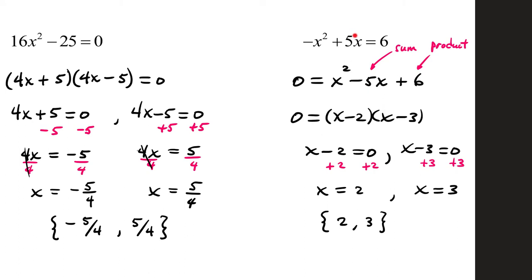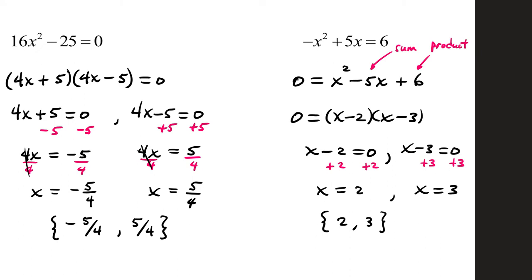5x, same thing is true. When it moves across the equals, it becomes a minus or a negative 5x. This 6 stays on the right side of the equals, so I just scooted it down and made sure it stayed positive. We have another trinomial.